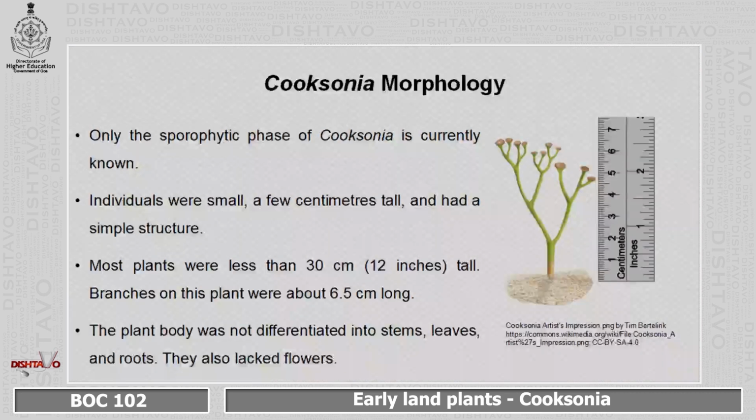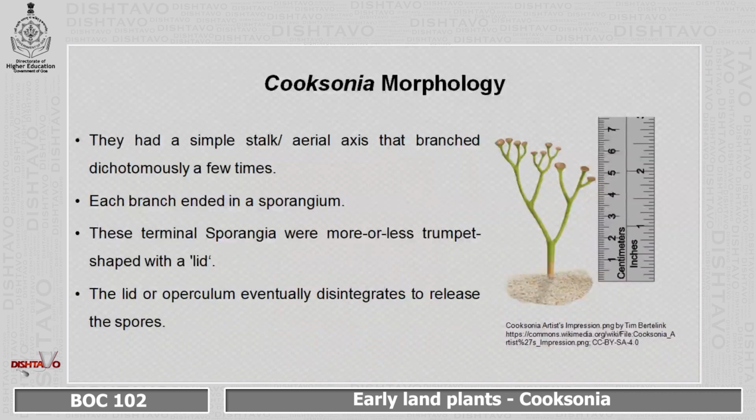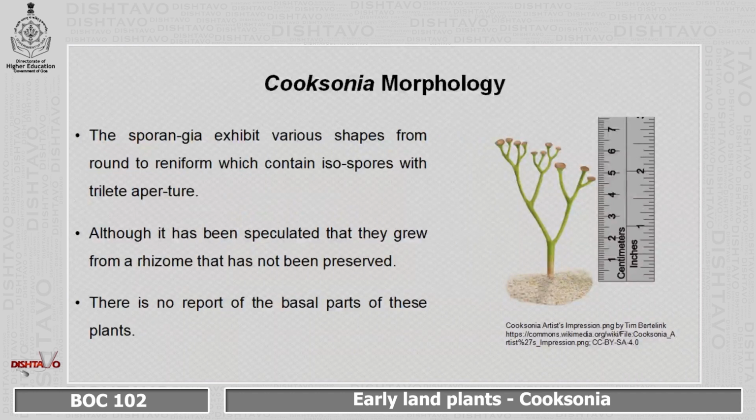Also, flowers were missing. So this simple stalk which was present was dichotomously branched and each branch ended in a sporangium. The terminal sporangium was more or less trumpet shaped and it had a lid. This lid or operculum eventually disintegrated to release the spores. The sporangia exhibited various shapes from round to reniform, which contained isospores with a trilete aperture.